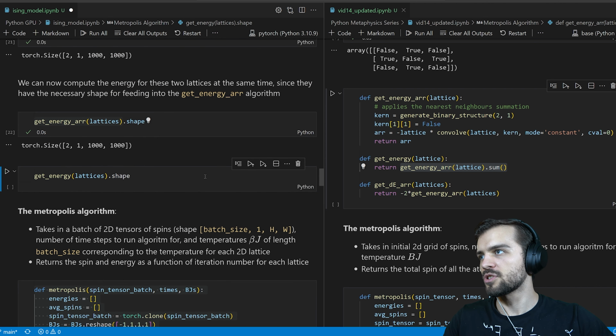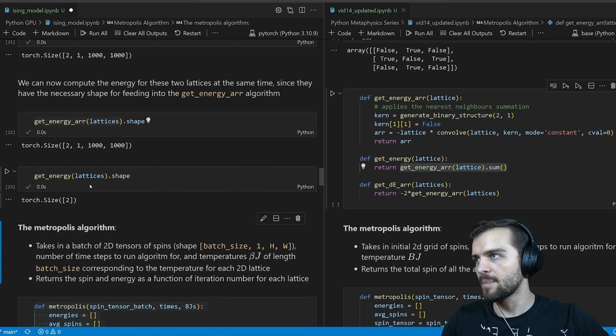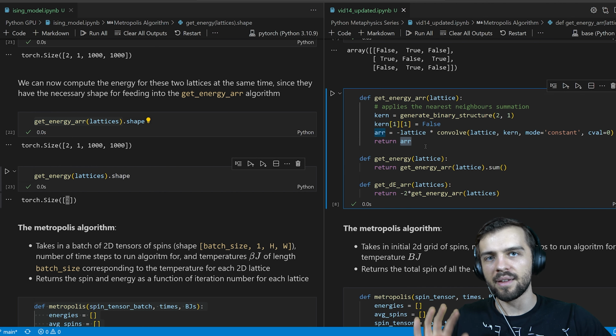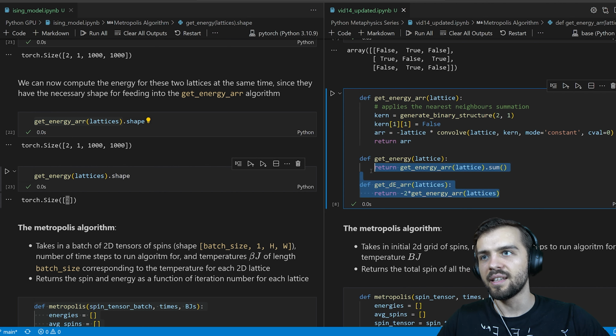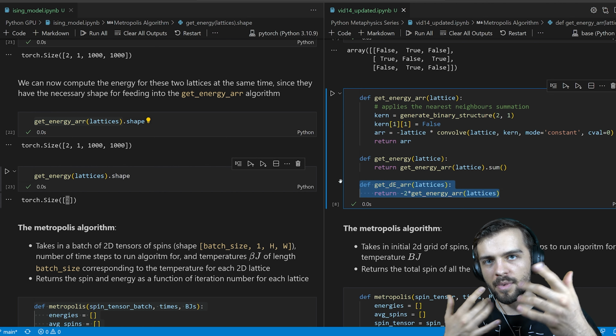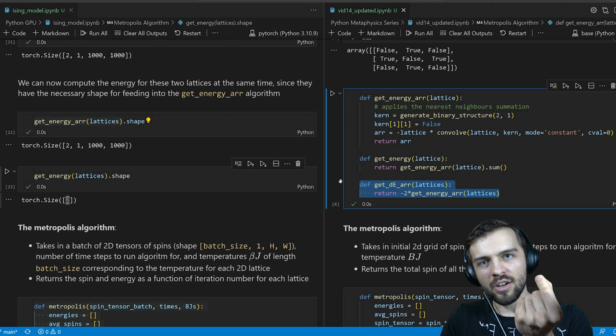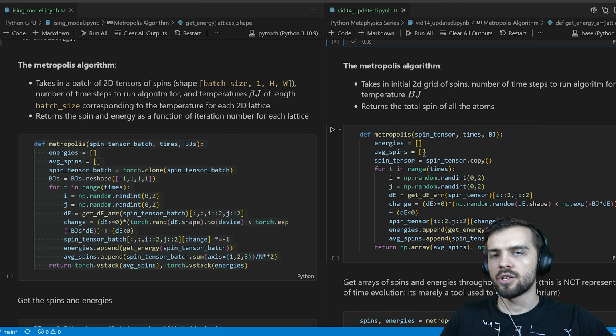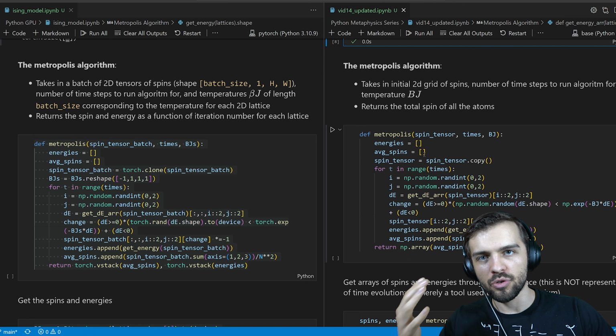So I can run all my functions here, and when I look at the shape, for example, of my get energies, well, I have two different energies for each separate lattice. On the right-hand side here, it's very simple. If I get my energy array, this is going to be a 2D array, very simple NumPy. And then this is going to be just a single number corresponding to that lattice, and this is going to be another 2D array corresponding to what the change in energy of that given point would be if I flipped its spin.